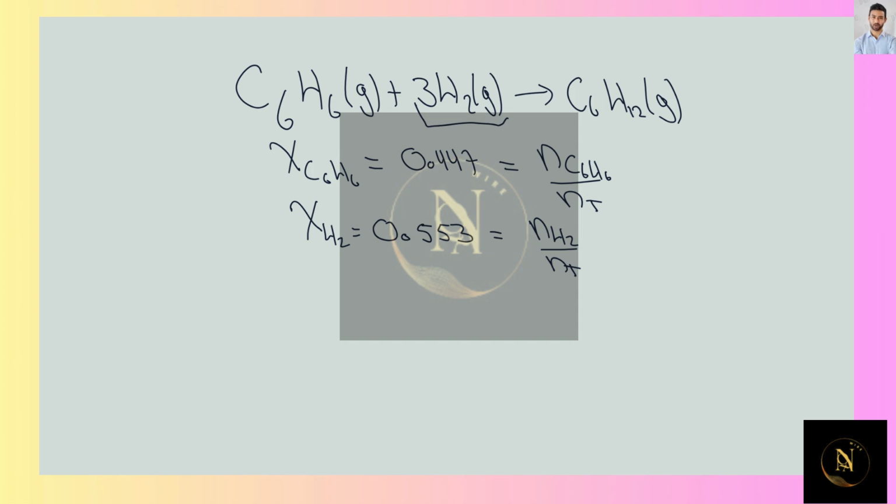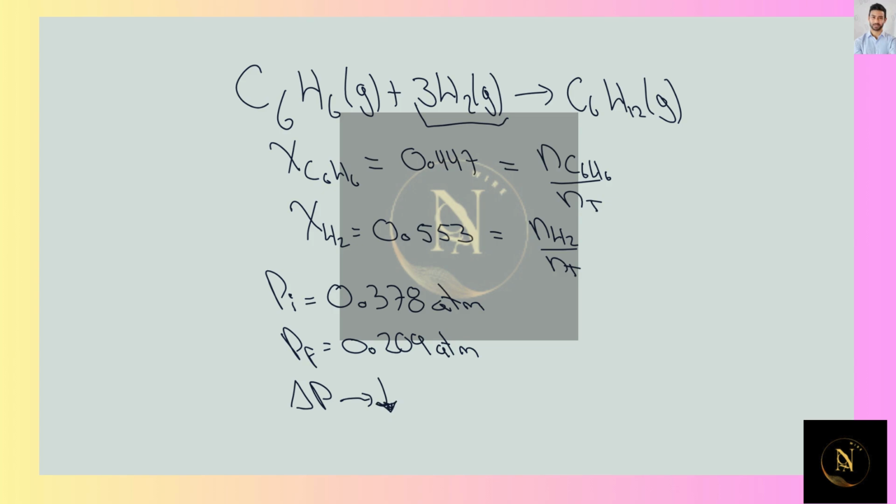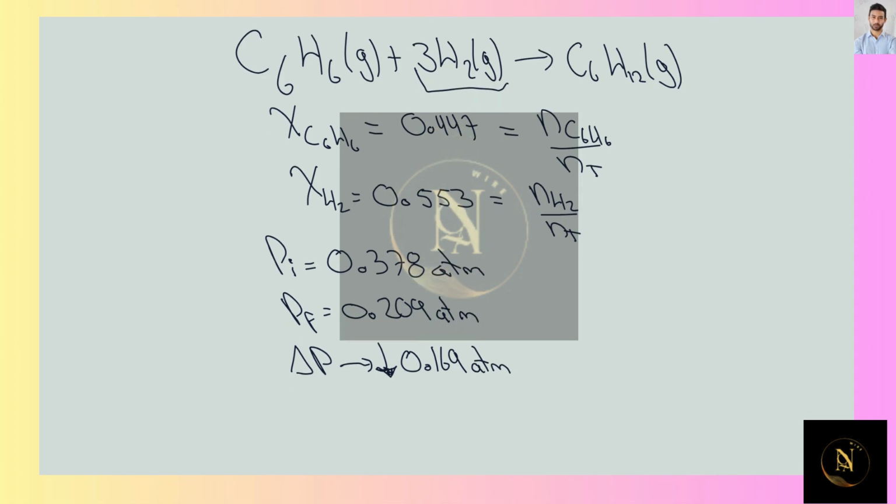So we are told that the initial pressure is equal to 0.378 atmospheres. And we're told that the final pressure is equal to 0.209 atmospheres. We know that this implies a change of pressure corresponding to a drop of 0.169 atmospheres. So now let's check what that drop corresponds to.